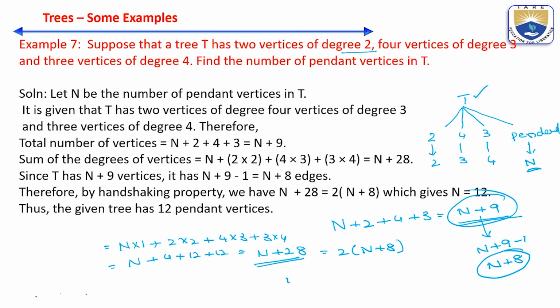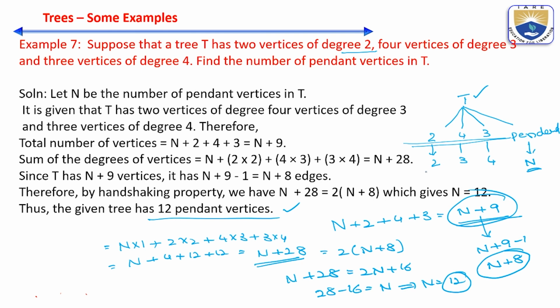Subsequently, if we simplify, n plus 28 equals 2n plus 16, so 28 minus 16 equals n. So we get n equals 12 pendant vertices. There will be 12 pendant vertices if the degree sequence of these vertices is like this.